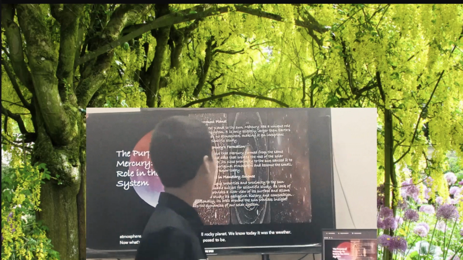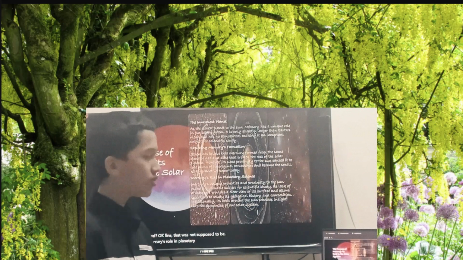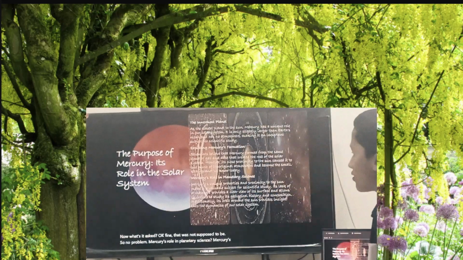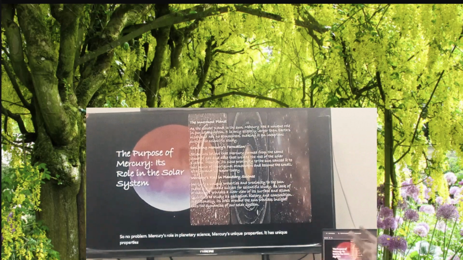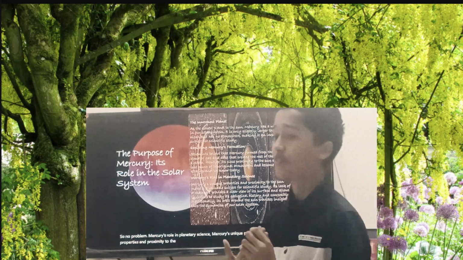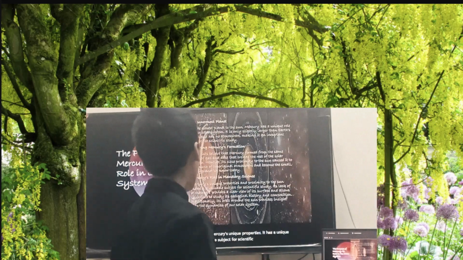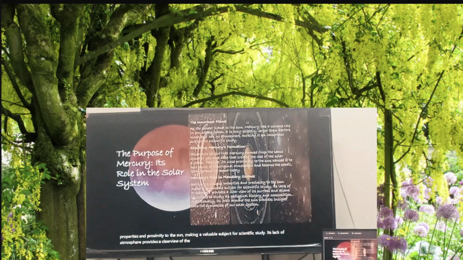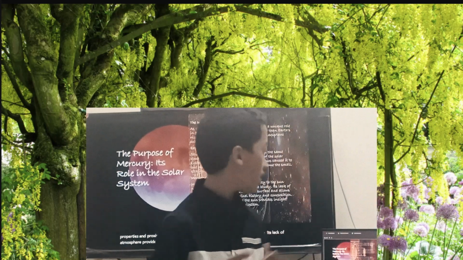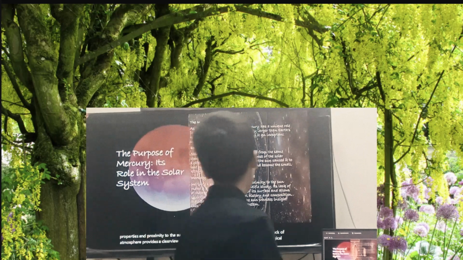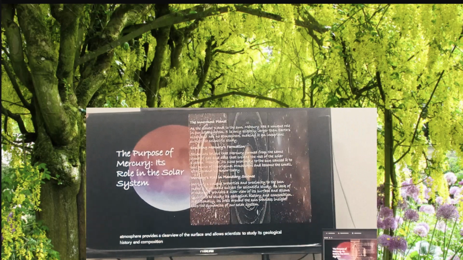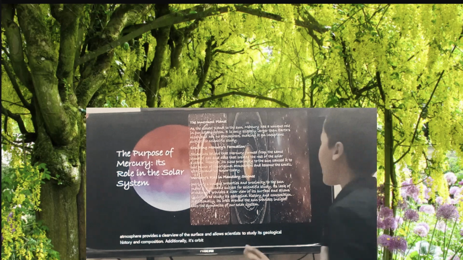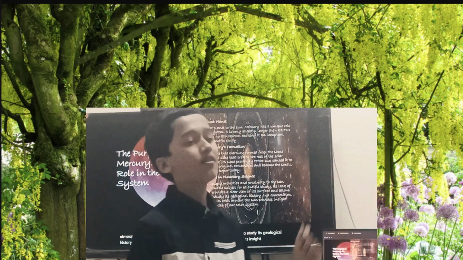Mercury's role in planetary science. Mercury has unique properties, and its proximity to the Sun makes it a valuable subject for scientific study. Its lack of atmosphere provides a clear view of the surface and allows scientists to study its geological history and composition. Additionally, its orbit around the Sun provides insight into the dynamics of our solar system.